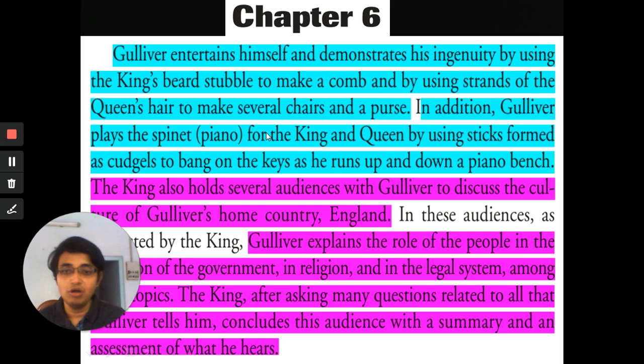So using the various hairpins of the queen, Gulliver is using those things as crutches, and he runs up and down through the entire piano bench to play the piano.